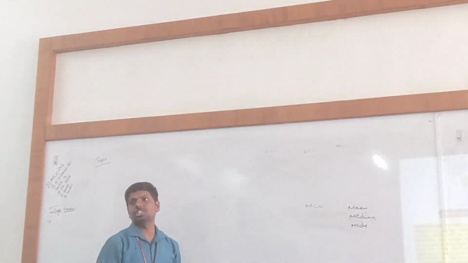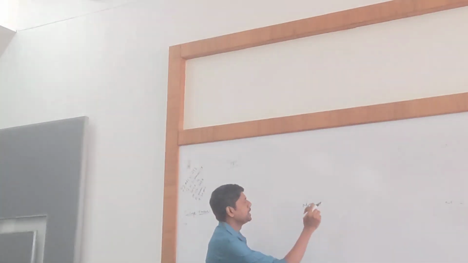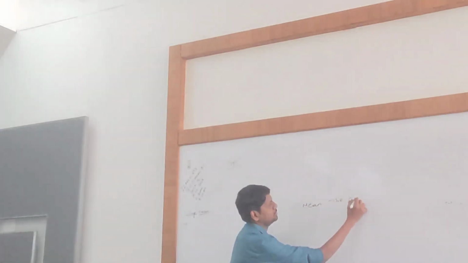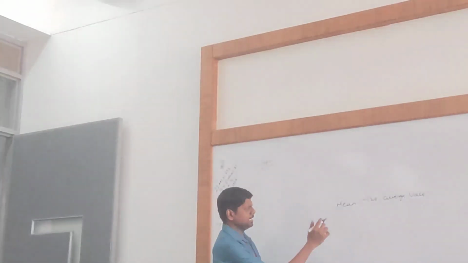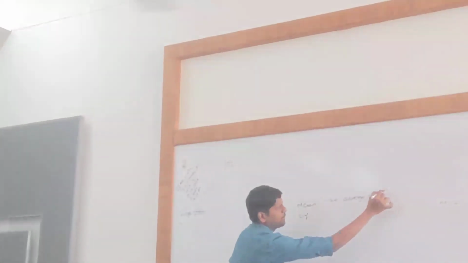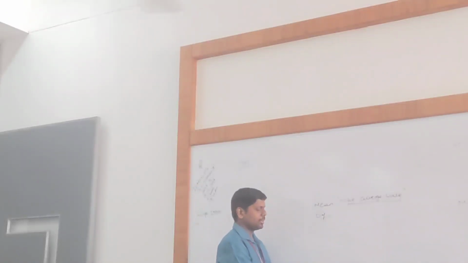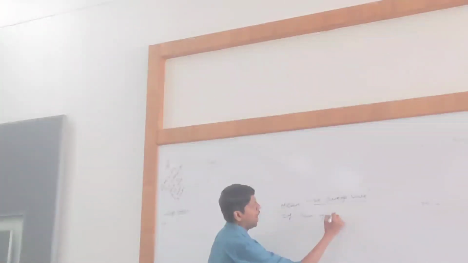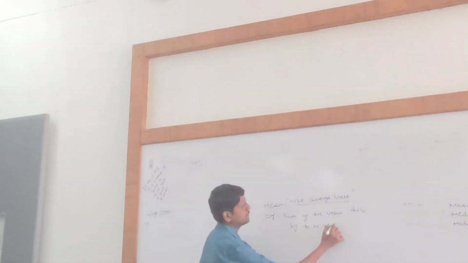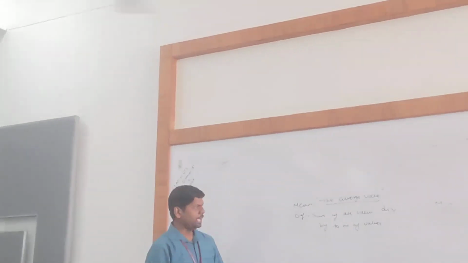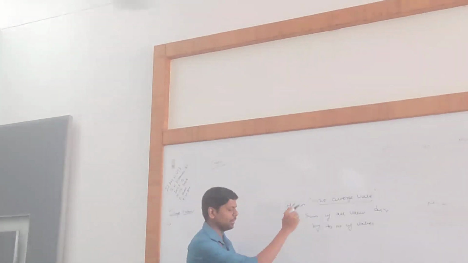So the basic definitions of mean, median, mode. Tell me, students, what is mean? Simple, the average value. Average value is called mean. Now I will give the definition in a single line. Mean means sum of all values divided by total number of values. I think now it is clear. I will give an example now.